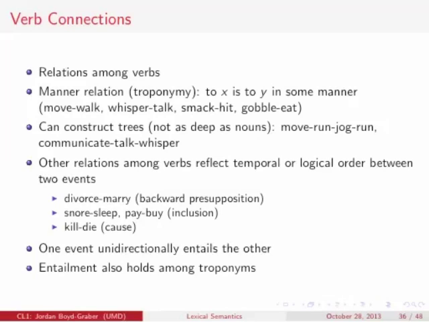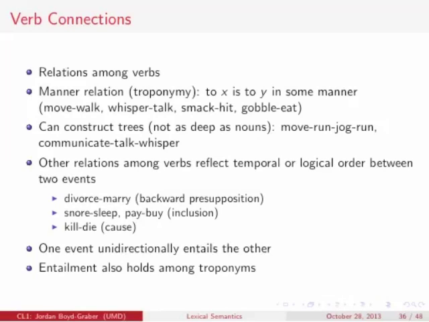Among verbs, you often have manner or temporal or logical connections between the verbs. So for example, troponymy is an X is to Y in some manner relationship. So walking is to move in some manner. Whisper is to talk in some manner. Gobble is to eat in some manner. And this creates trees like communicate, talk, whisper.